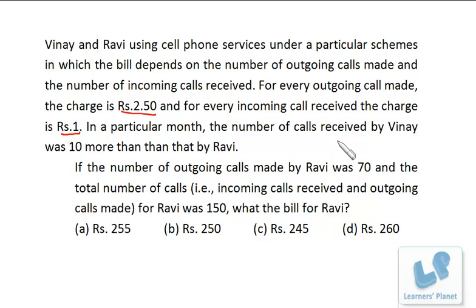The number of calls received by Vinay was 10 more than that of Ravi. Now let's see the question. If the number of outgoing calls made by Ravi was 70 and the total number of calls, that is incoming calls received and outgoing calls made for Ravi, was 150, we have to find out the bill for Ravi.